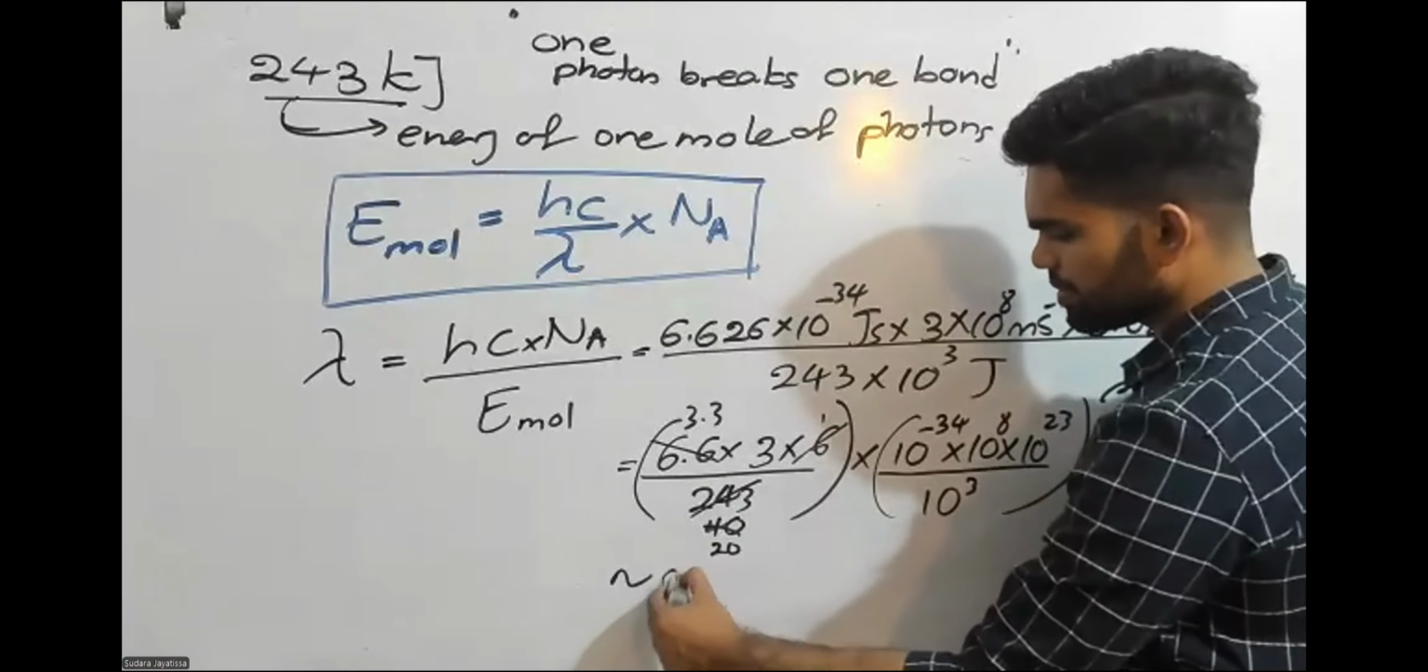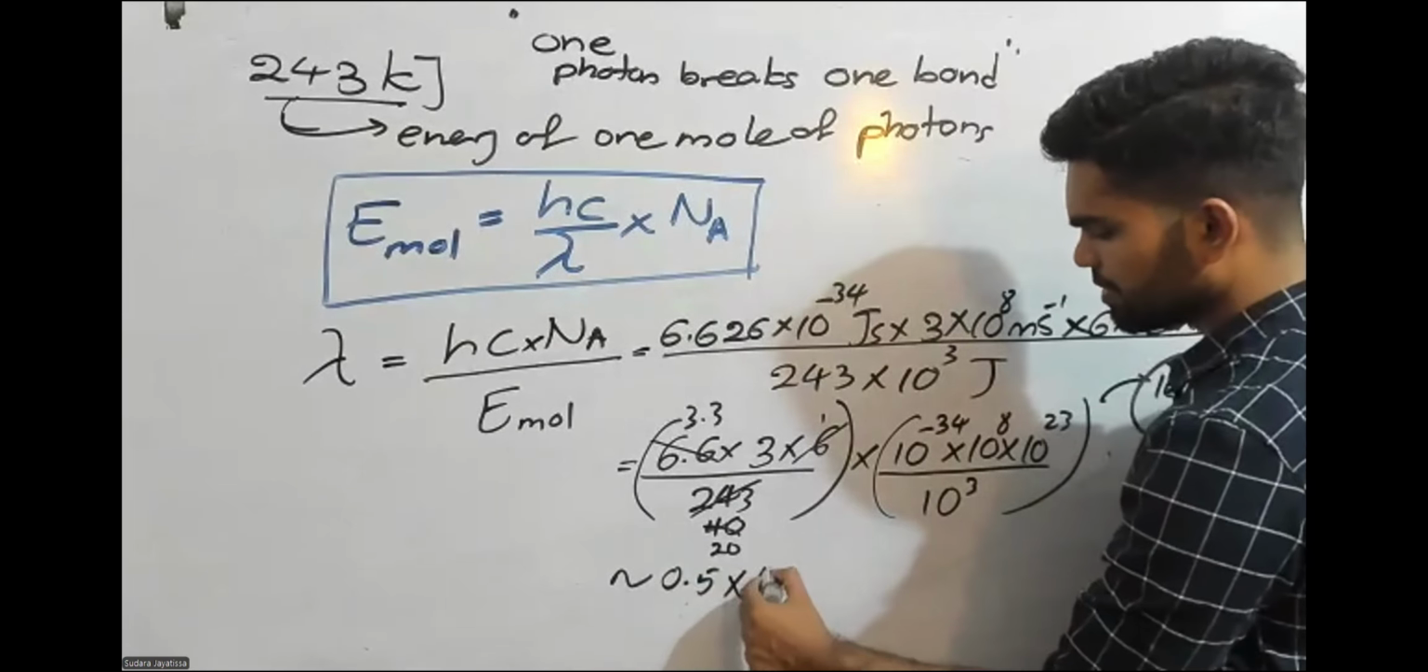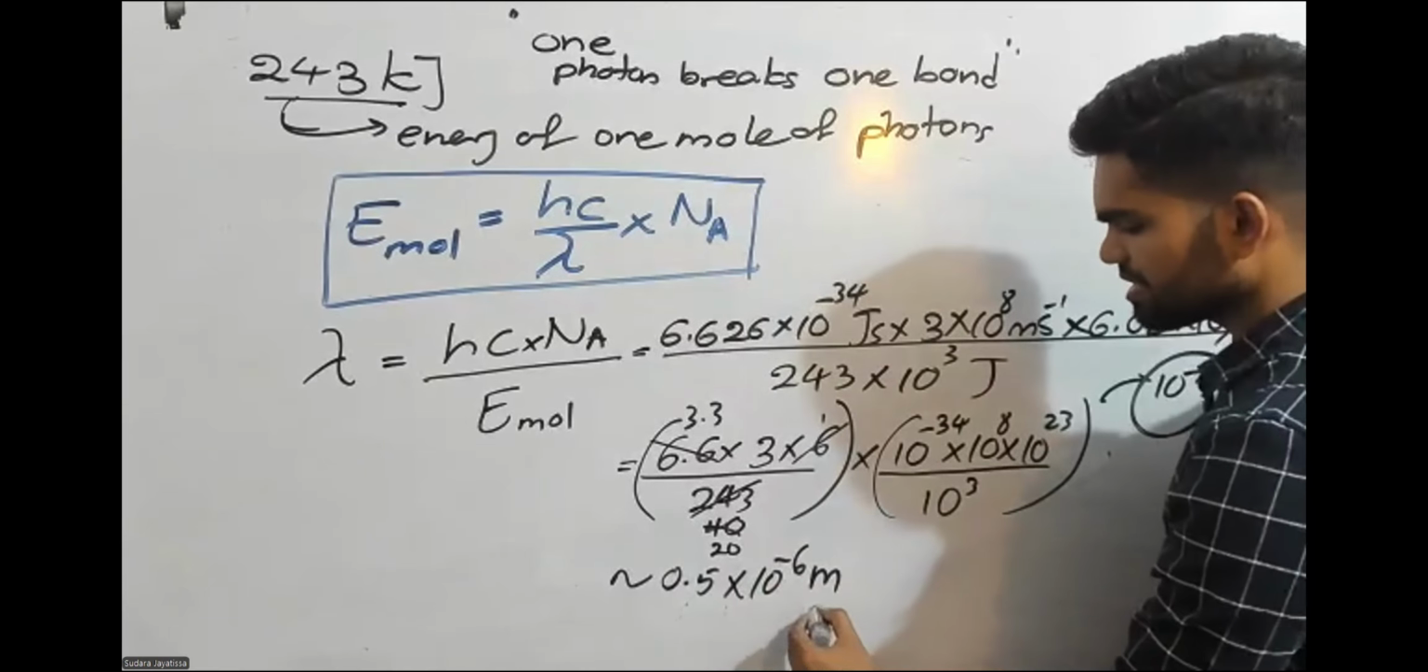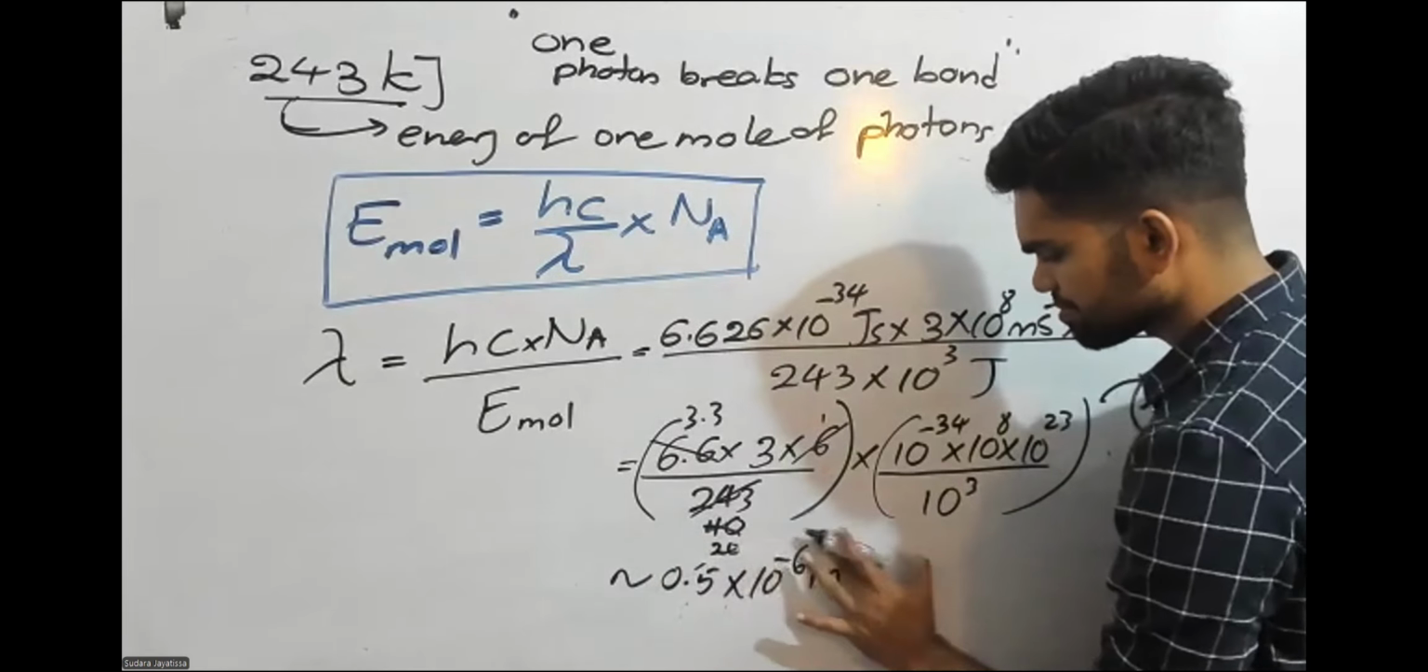So 10 over 20 is 0.5. 0.5 into 10 to the power minus 6 meters. This is our approximate answer.